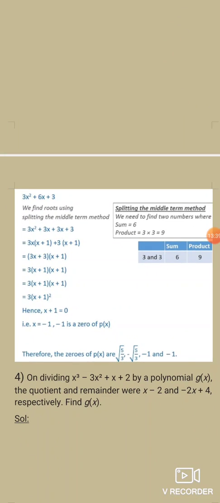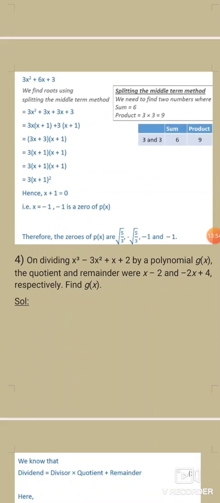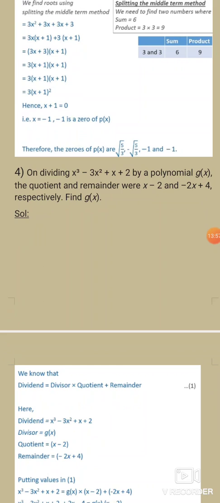On dividing x cube minus 3x square plus x plus 2 by a polynomial g of x, the quotient and the remainder were x minus 2 and minus 2x plus 4 respectively. Find g of x. Now listen carefully. We know that dividend is equal to divisor into quotient plus remainder. Now dividend is what here? x cube minus 3x square plus x plus 2. Divisor is g of x. Quotient x minus 2. Remainder minus 2x plus 4.